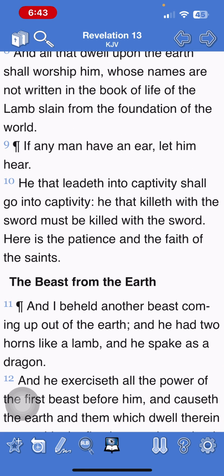Revelation 13, verse 9: If any man have an ear, let him hear. He that leadeth into captivity shall go into captivity. He that killeth with the sword must be killed with the sword. Here is the patience and the faith of the saints. It's the same thing it said in the previous verse, the patience.